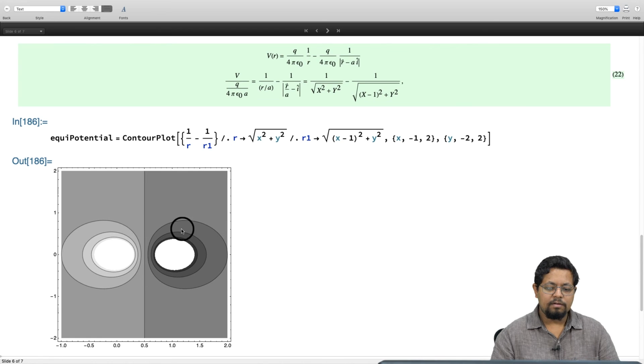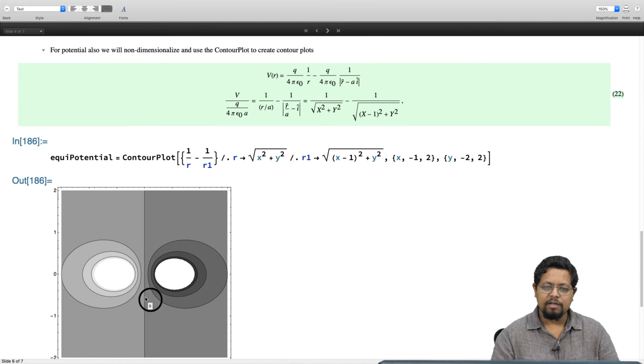Now these contours show the equipotential lines. Contour plot means that I am drawing a contour for all the points for which v of r is constant. So these contours correspond to various values of v of r. For example, this contour corresponds to v of r equal to minus 0.5. This corresponds to v of r equal to minus 1. This corresponds to minus 1.5, and so on. On this side, I've got positive values: v of r equal to 0.5, v of r equal to 1, v of r equal to 1.5, and so on.